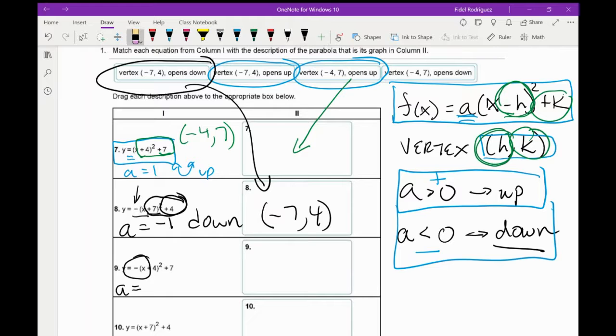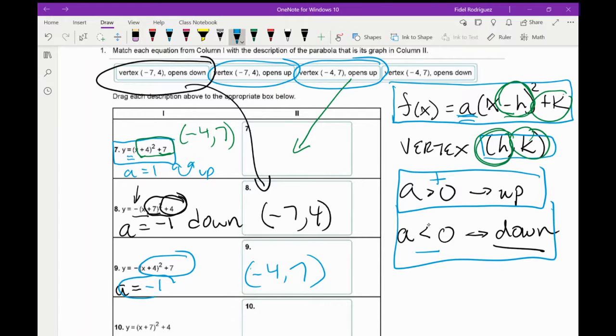Anyone know? -1 again? Yes, sir. Very good. -1 again, right? Okay, so now let's go ahead, guys. So we've been doing this already. Anybody know what the coordinates of our vertex are going to be? What's the first number going to be? Anyone know? It'll be -4 and 7. There you go, negative 4 and 7.